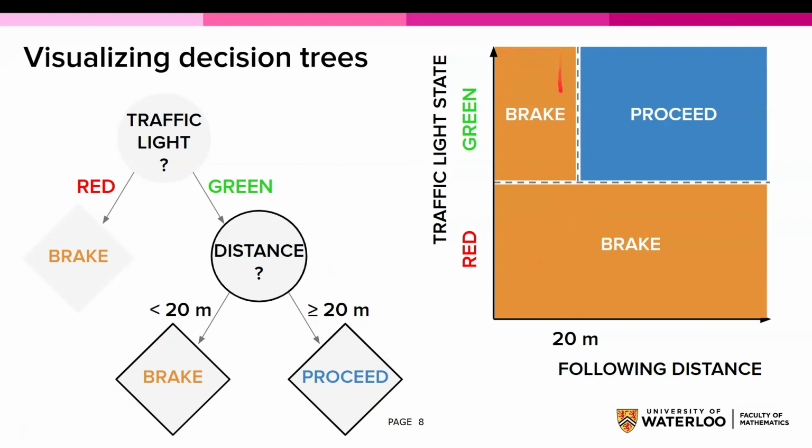So this would correspond to partitioning the subspace corresponding to a traffic light state of green. If the following distance is less than 20 meters, then we're braking. If it's 20 meters or more, then we're proceeding. The key thing is that the entire space is divided into regions corresponding to different decisions that the tree makes. And so this is why we can make this claim about interpretability and reliable decision making, because we know exactly what this model is going to do, regardless of where it is in the space.